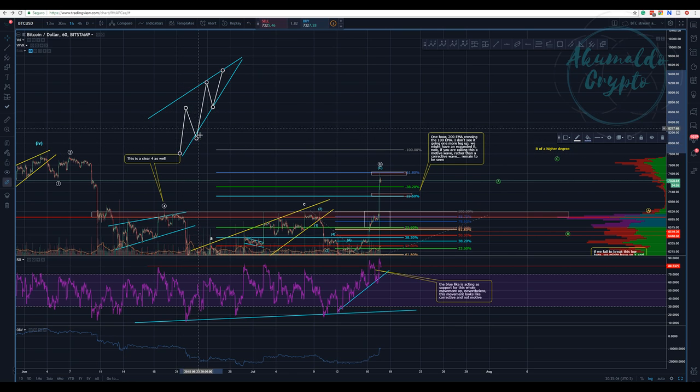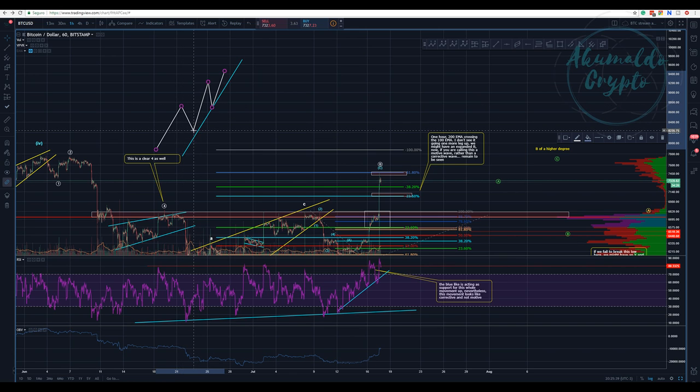Sometimes we have a leading diagonal in a corrective mode, like I said we had here, a wave A that was corrective rather than impulsive. But most of the time, we have something like this if we are talking about a diagonal. And we can have an impulse wave, which is something like this, according to the Elliott wave principle.